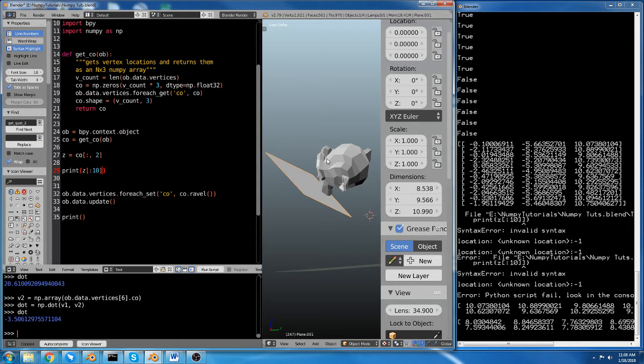And real quick, I'm going to show you something else. Remember we did np dot v1 and v2. Or we can do v1 and v1, and it'll give us the length squared. And we can do the square root of this to get the final length of that vector.